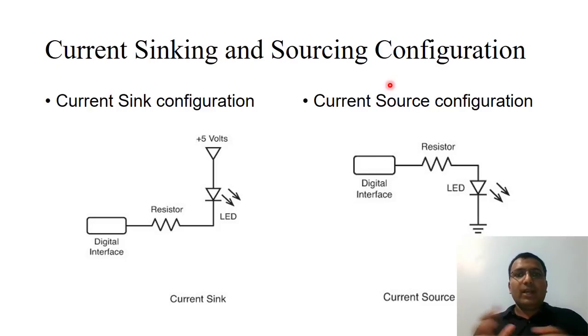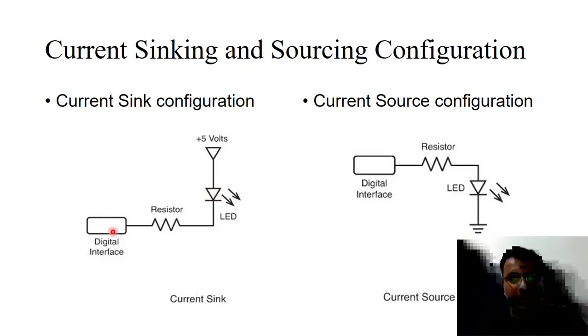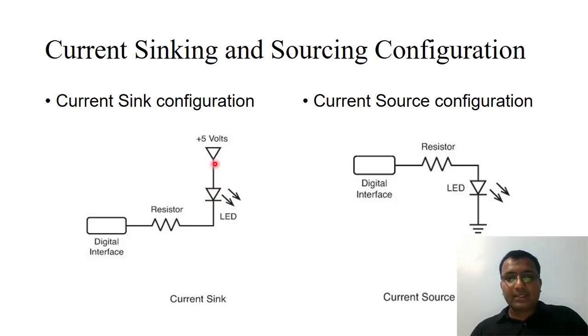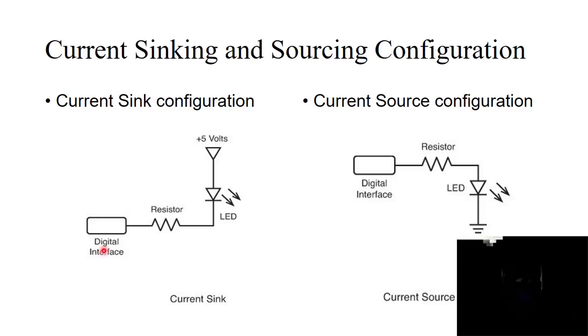Next, there are two different perspectives of current sourcing and sinking with the Arduino digital interface. What do we mean by current sink and current source? This figure represents current sinking. In this case, I have attached one LED to a digital pin. You can consider any digital pin. The LED anode is connected to the source, that is plus 5 volt, and the cathode is connected via a resistor to the digital pin. Current sinking is always better because your controller has to sink the current and pass it through ground. No need to source the current.